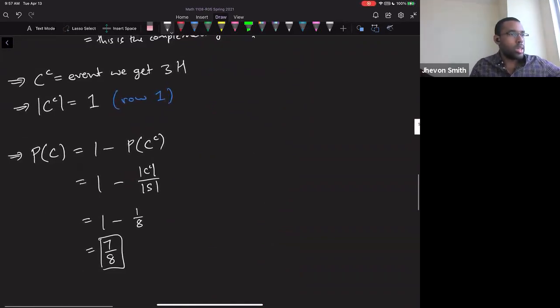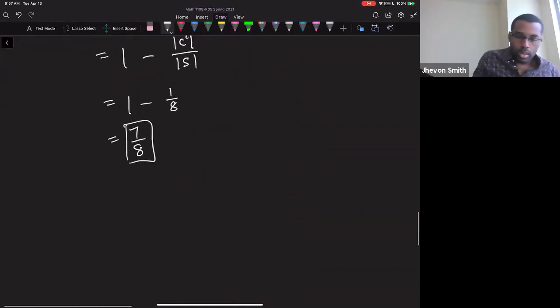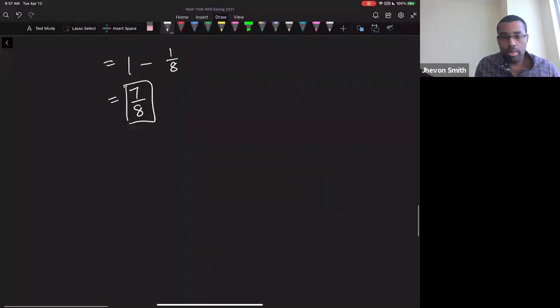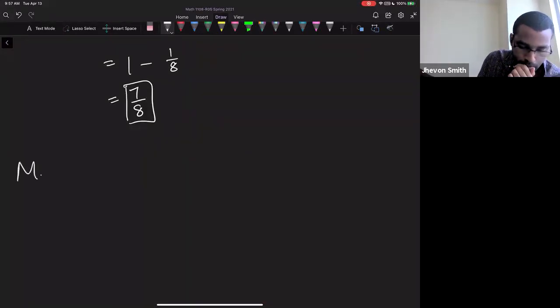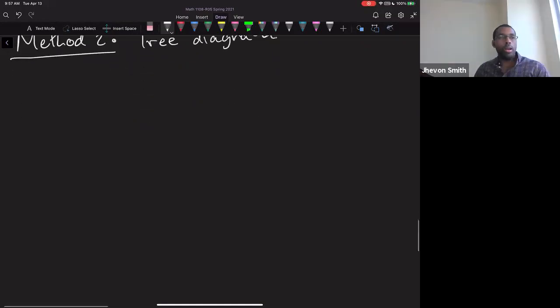Okay, let's see what the other, yeah. So you might like the table. That's how you do the table. Forgot method 2. Tree diagram. So remember how this looks.